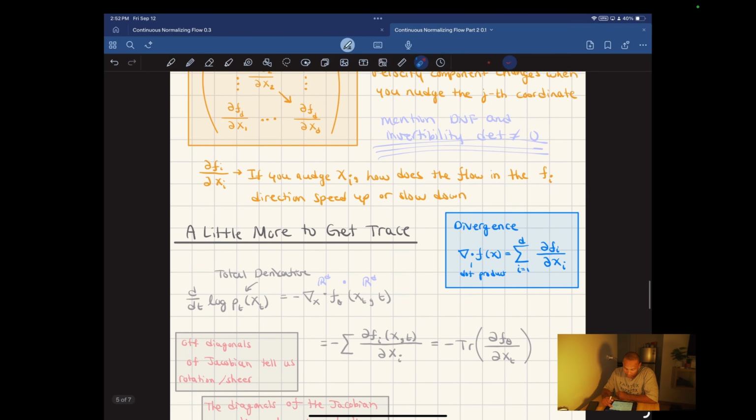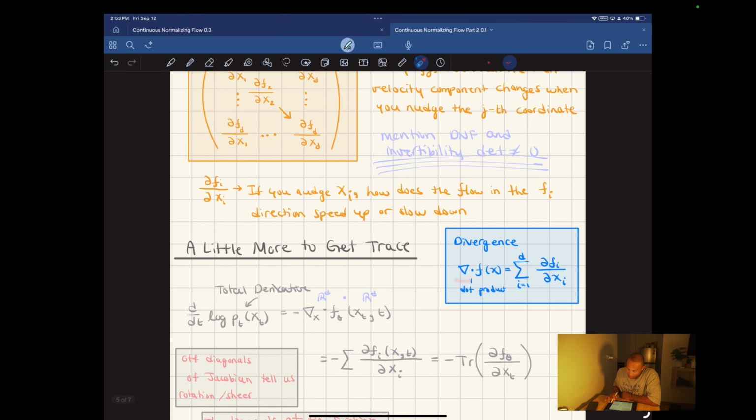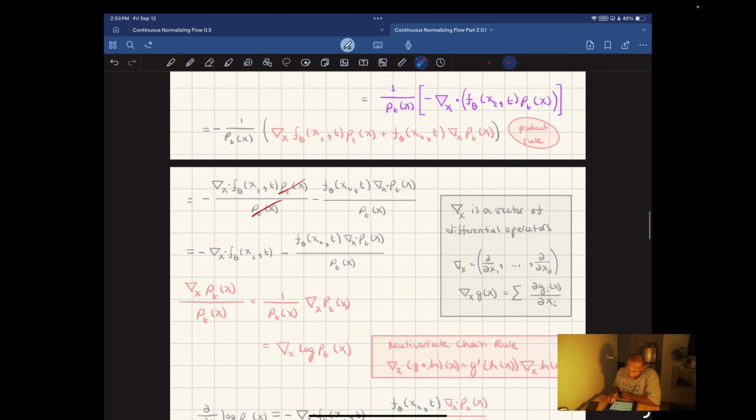So that's the geometric interpretation of the Jacobian. Now, bringing it back to the derivative of our log density with respect to time, it equals this. Remember, this is a vector of differential operations, such that nabla times f, which is also a vector, is equal to this sum. It's just the dot product. That's all we're doing. Nabla is a vector of partial derivative operations.